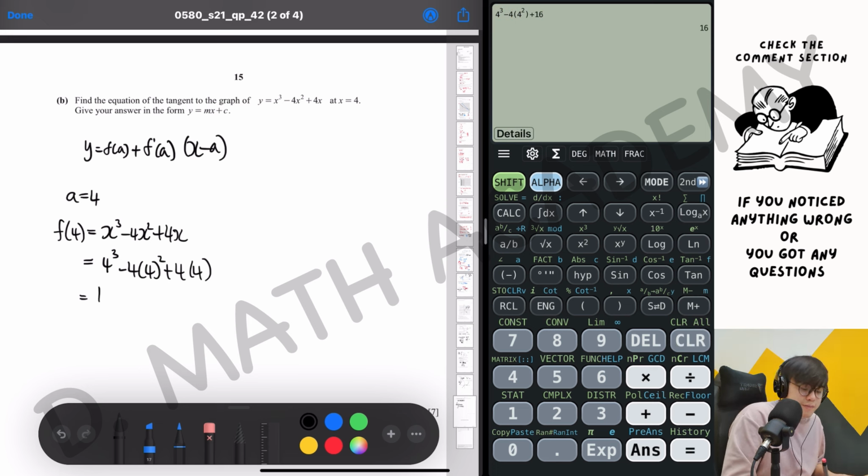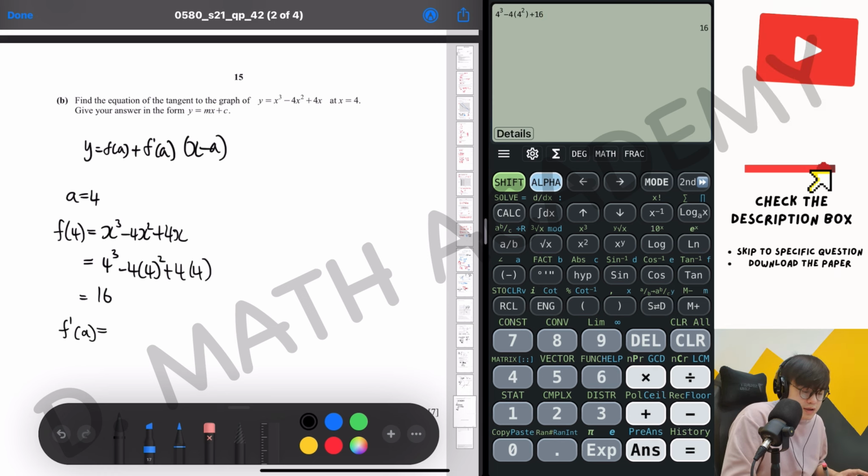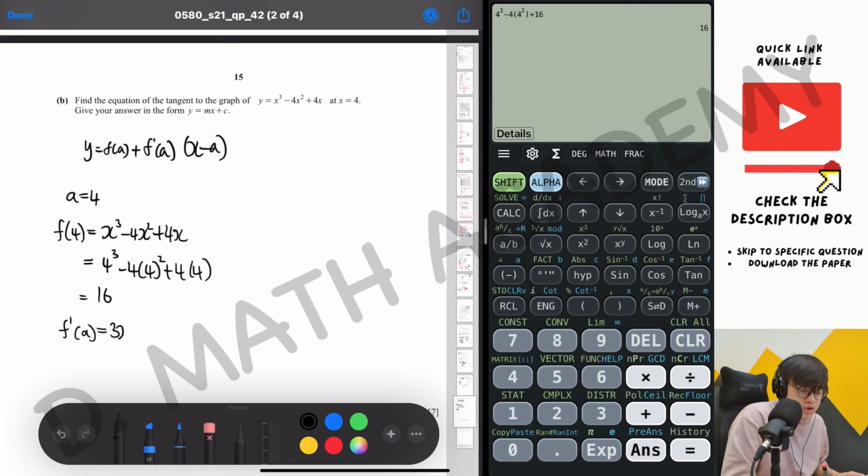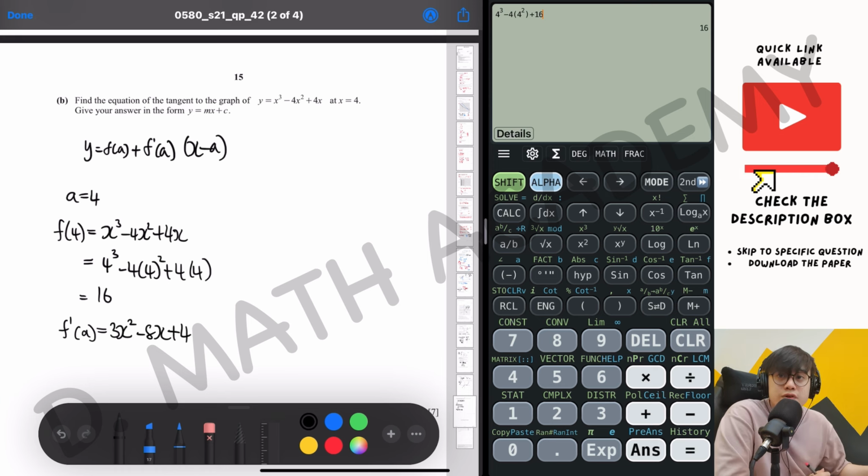And then your f prime will be what I just did earlier. It's actually 3x squared minus 8x plus 4. So this is the differentiation process where you take out the power, multiply with the integers at the front, and then minus the power by 1. So substitute 4 into it.